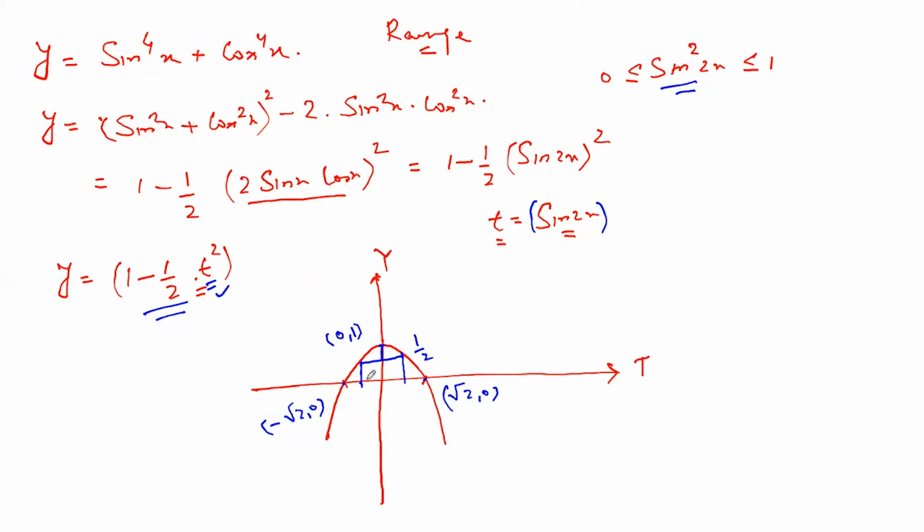So only between this you have to see. The minimum value of this is half, the maximum of this is 1. So again, you are getting y belongs to half to 1. So the minimum of this is 1 by 2, the maximum is 1. So this is the range of the function.